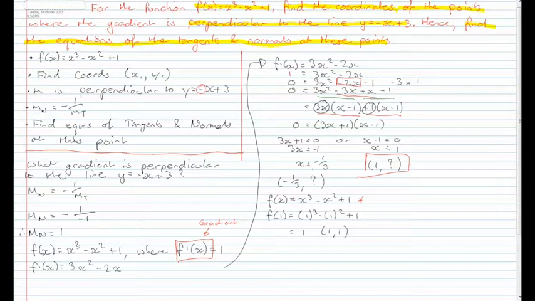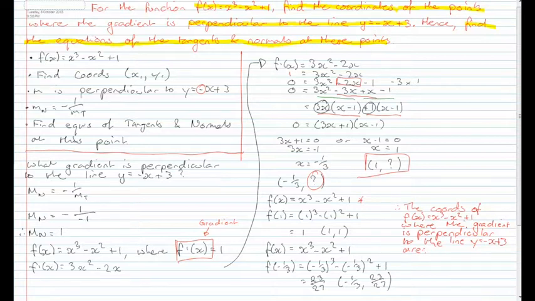Okay, so to find the y coordinate for the other one here, it's a little bit harder. We're going to substitute in -1/3 for x into the how high rule. Okay, so I've just written out the how high rule, which is f of x is equal to x cubed minus x squared plus 1. Substitute in -1/3 now, and when you put that into your calculator, you end up getting the answer 23 over 27. So the coordinates of this point are -1/3 and 23/27. Therefore, the coordinates of f of x is equal to x cubed minus x squared plus 1, where the gradient is perpendicular to the line y equals -x plus 3, are 1, 1, and -1/3, 23 over 27.